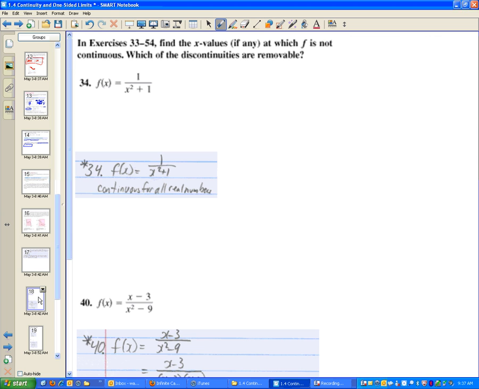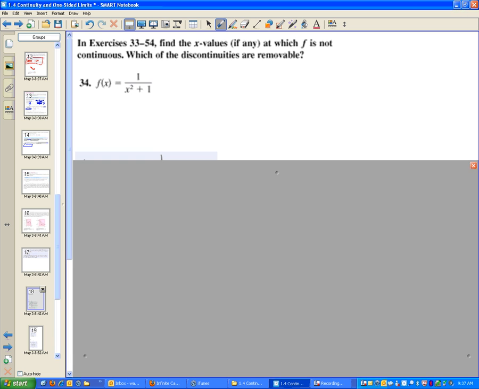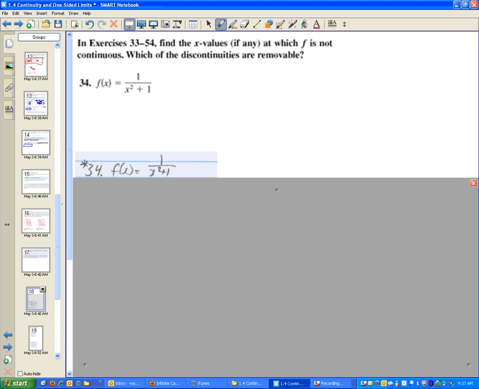All right, let's look at 34. Back on page 79. The directions say, find the x values, if any, at which f is not continuous. Which of the discontinuities are removable? All right, for number 34, we've got a denominator, so it's a rational function. There aren't any square roots, no trig. This is a rational function.